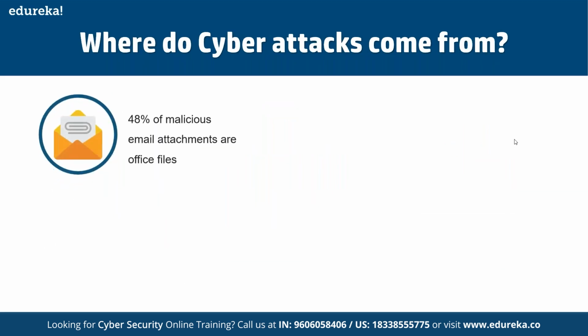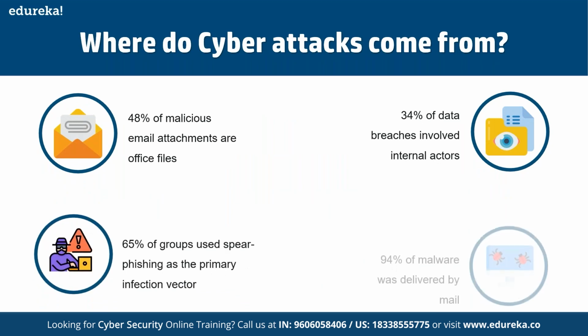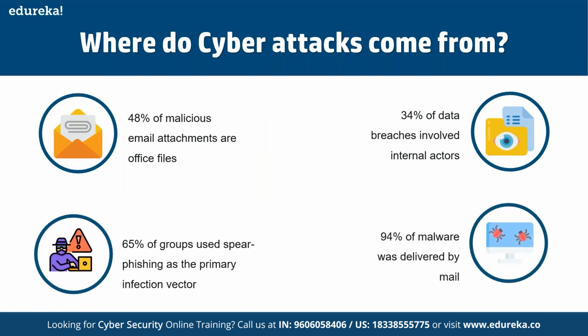Now, where exactly do the cyber attacks come from? We know 48% of the malicious email attachments are Office files, whereas 34% of data breaches involve internal actors. That means they involve insiders. And 94% of malware was delivered by mail, whereas 65% of groups use spear phishing as the primary infection vector.